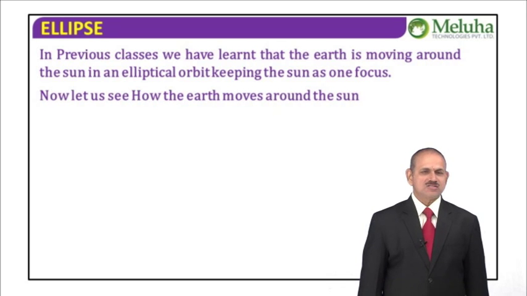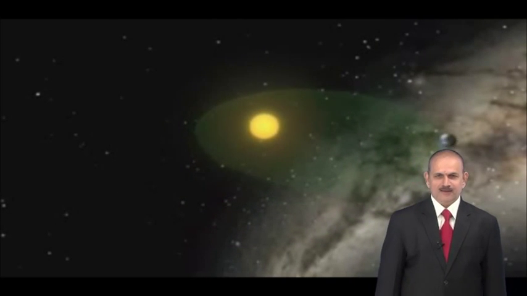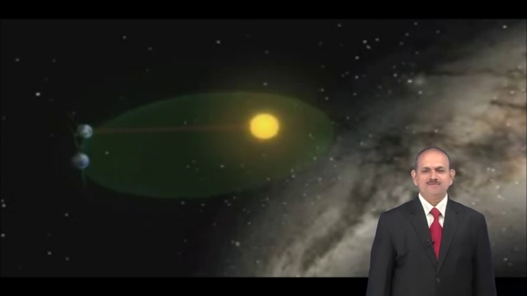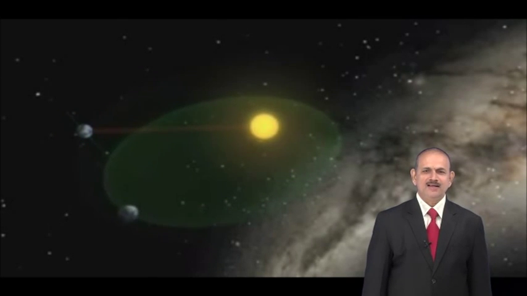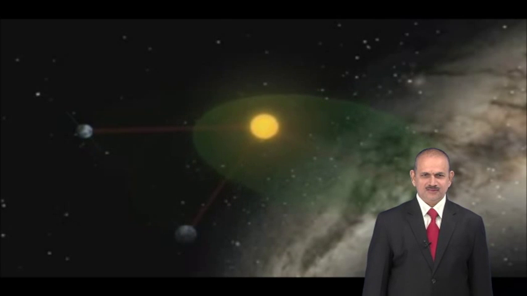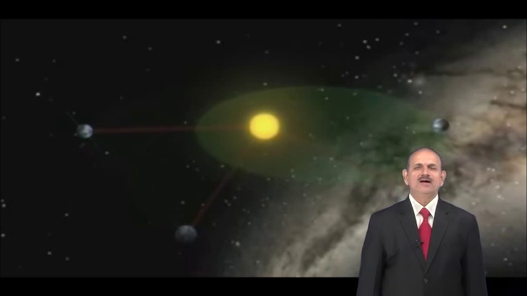Now, let us see how the Earth moves around the Sun. Observe the video clipping very carefully. That's the Sun, the object shining, and the moving article is the Earth moving in an elliptical orbit, with the Sun at one of the foci. Yes, that is the movement of Earth around the Sun.